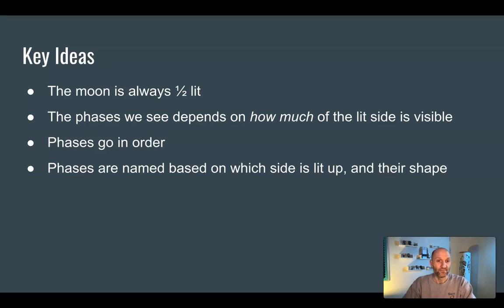Here's your key ideas. Remember, the moon is always half lit up. The phase that we see on Earth depends on how much of the lit side is visible. Keep in mind that phases always go in an order, and that they're named based on which side is lit up and the shape of the moon.